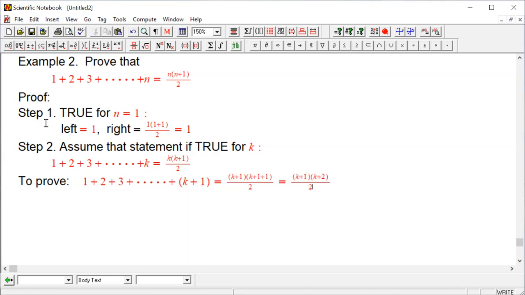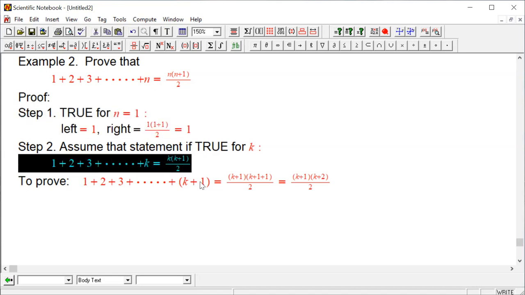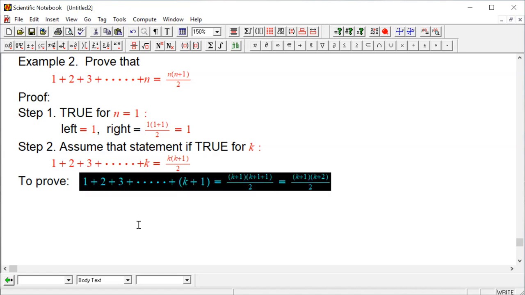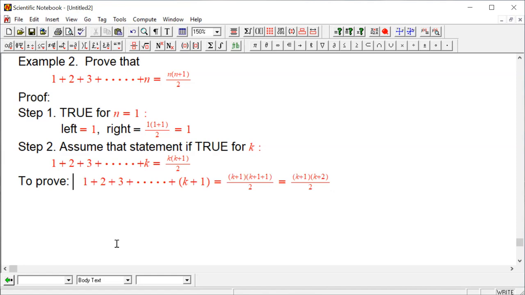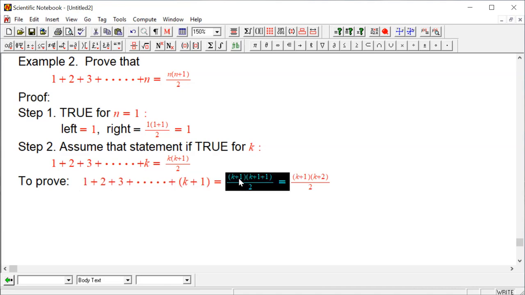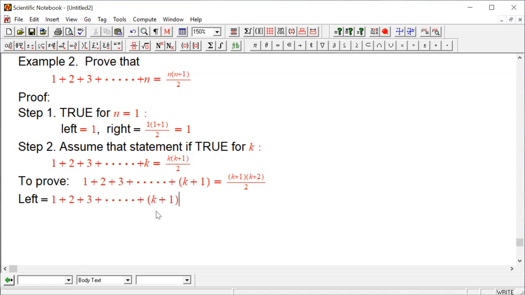Okay, so we know it is true for n equals 1. We assume it's true for k. So now we're going to prove it's true for k plus 1. Okay, so this is the k plus 1 case. So now we're going to start from the left-hand side. The left-hand side of the to be proved is such. And of course, before k plus 1 is k, isn't it?